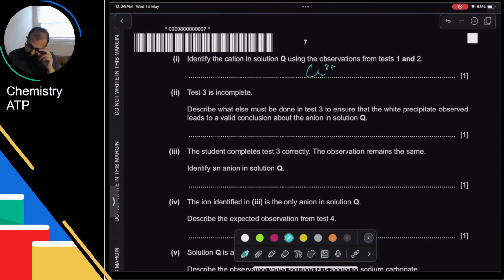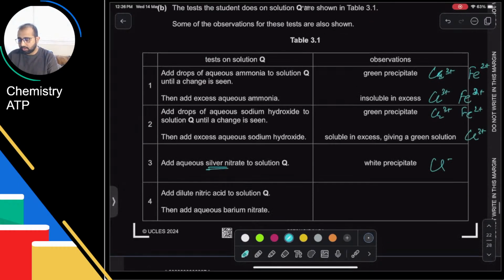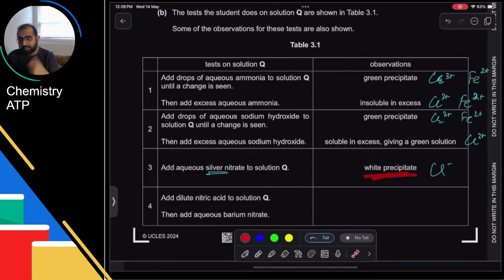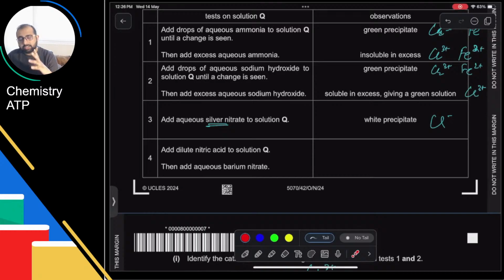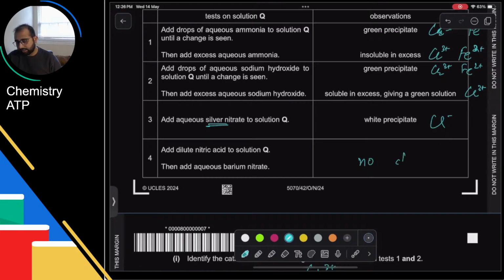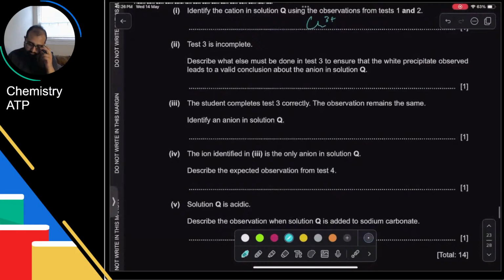Okay, test 3 is incomplete. Describe what else must be done to ensure that the white precipitate observed leads to a valid conclusion about the anion in solution Q. Okay, so this is white precipitate, it's chloride, it could be sulfate as well. So the only way I know it's not sulfate and it is chloride is that there is no change. Because if there is no change with barium, that means it's making barium chloride, which is soluble, no change seen. But if it was sulfate, then I'll get white precipitate in both of them. We don't want that, right? Because silver is used to test for chloride.